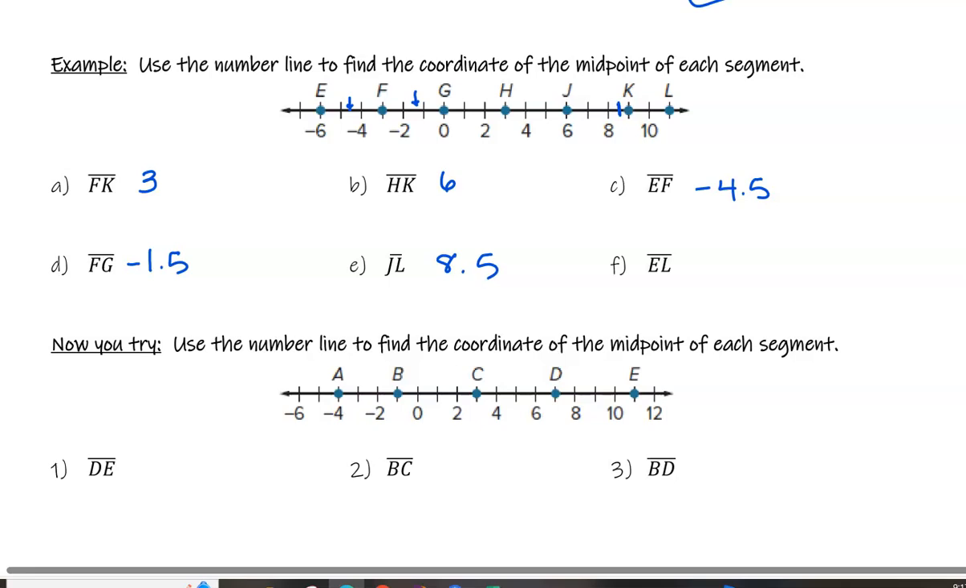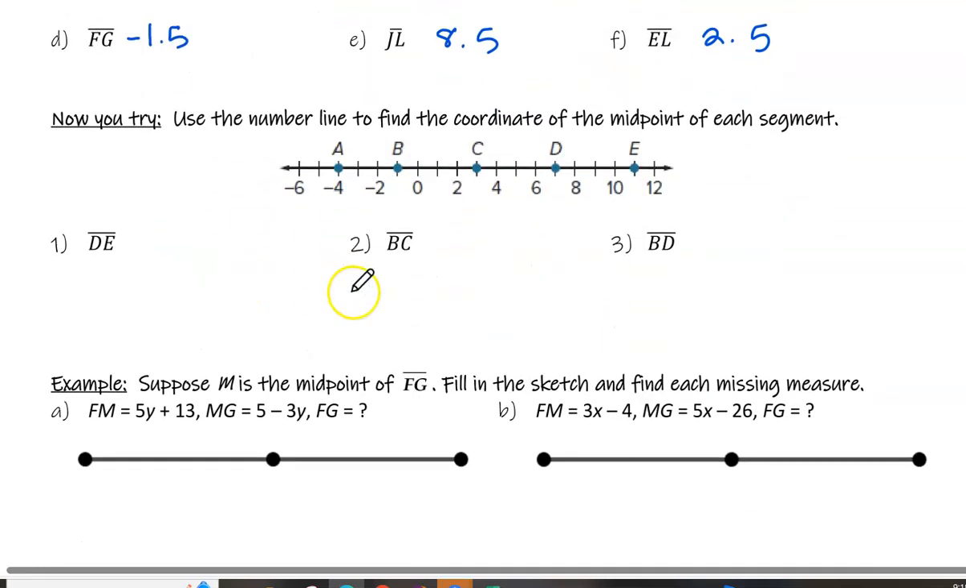8.5. For EL, again, you are going to count that whole distance first, and the whole distance is 17, so we want to go half of that, which is 8.5. So we count 1, 2, 3, 4, 5, 6, 7, 8, and then a half. So you're there at 2.5. All right, now you go ahead and try this section here, and then we'll check when you're ready.